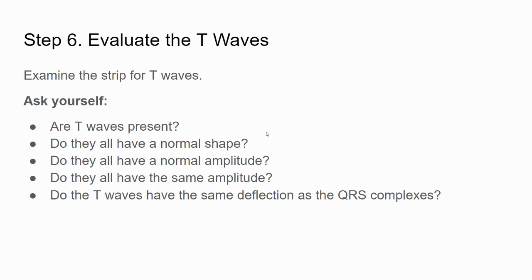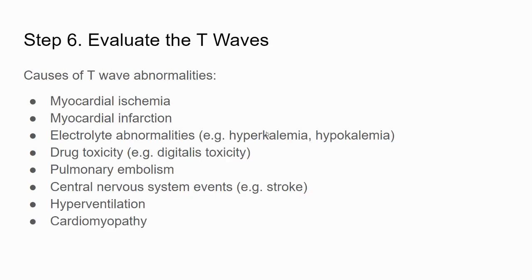Step 6, evaluate the T wave. So you're going to ask yourself when you're looking at the T wave, are they present? Do they have a normal shape? Do they have a normal amplitude? Do they all have the same amplitude? Does the T wave have the same deflection as the QRS complexes?